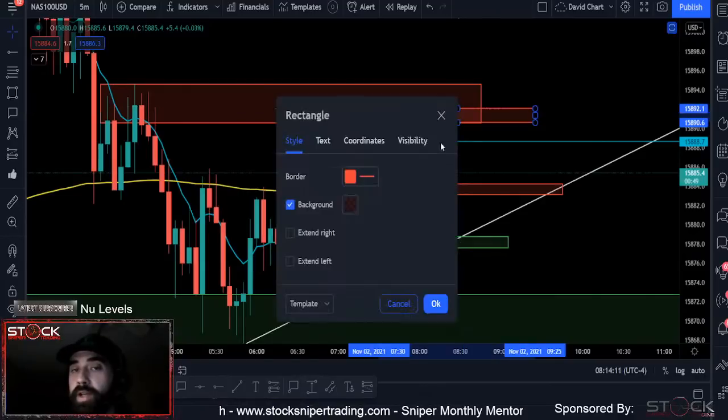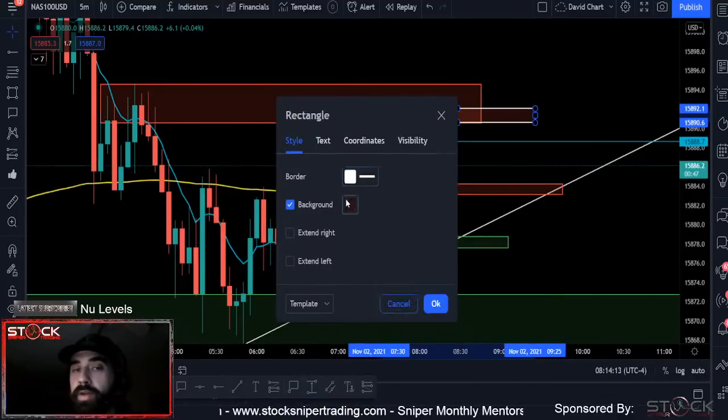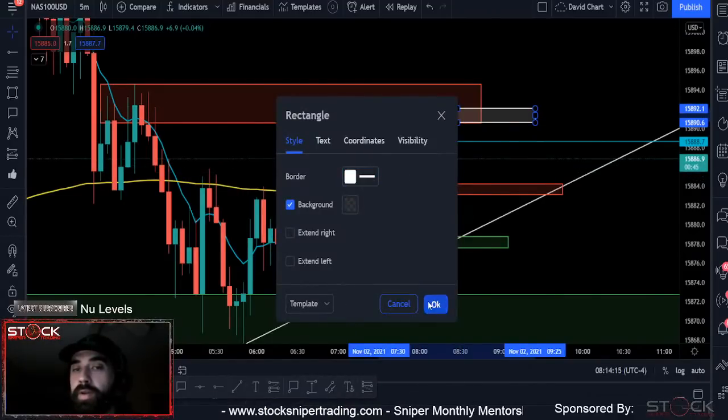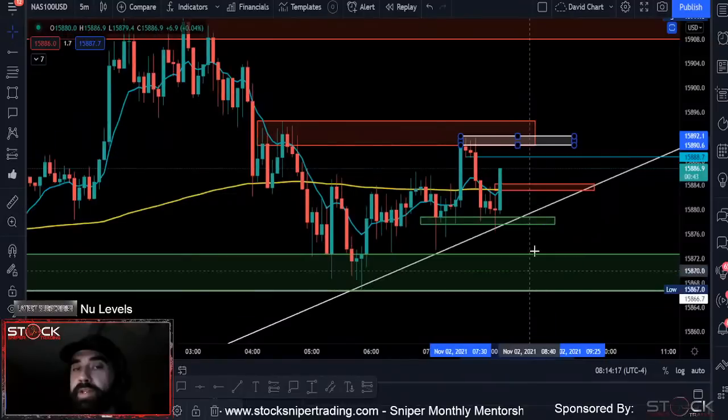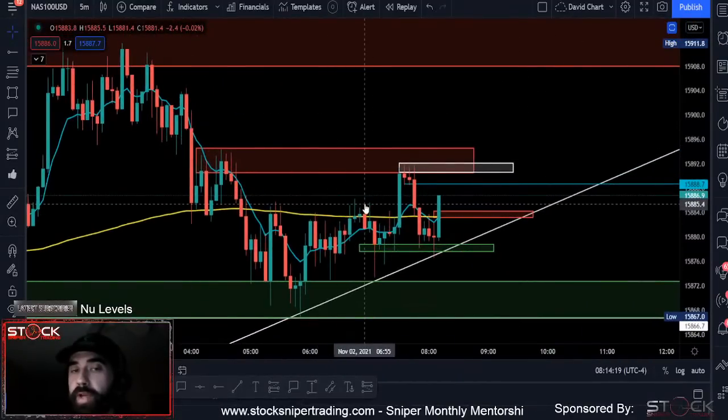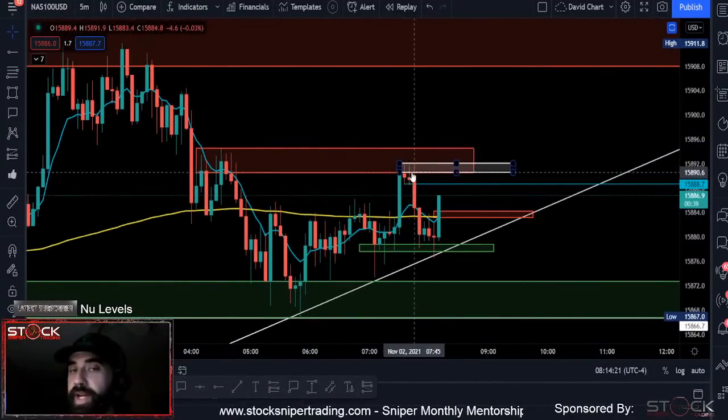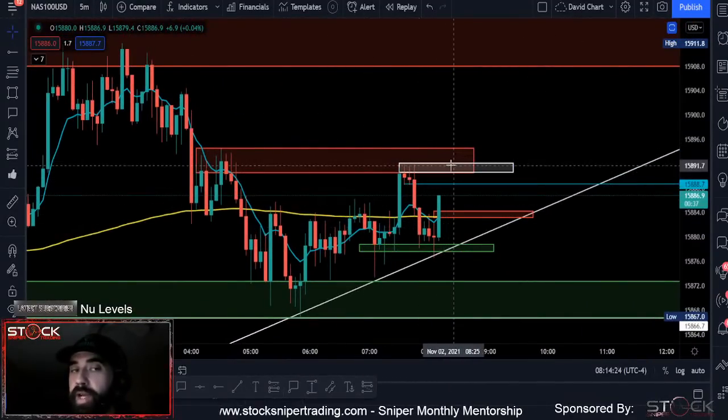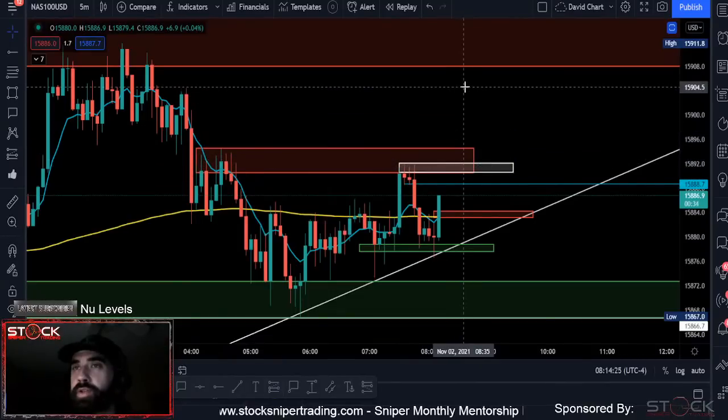I know it's far away. Look at the bounce, okay? This could be forming almost a double bottom. This could be the neckline right here. If it starts to break, then we have our overall bullish.